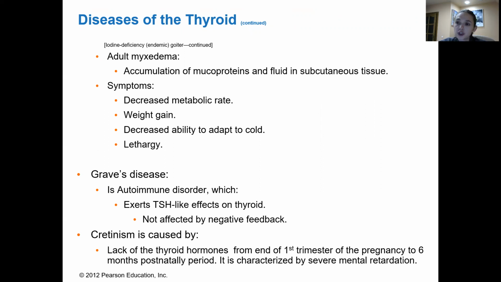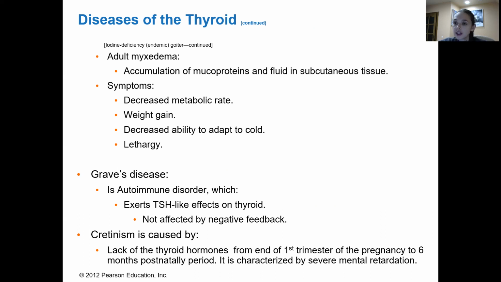Graves' disease is common for hypersecretion of the thyroid gland. It is an autoimmune disorder which exerts thyroid stimulating hormone-like effects on the thyroid. It doesn't have any kind of negative feedback. Graves' disease happens due to the production of thyroid stimulating immunoglobulin, which influences the thyroid gland and stimulates it to produce more T3 and T4.